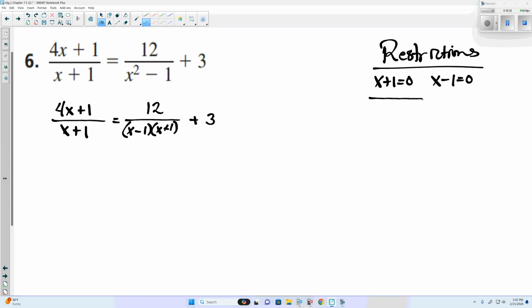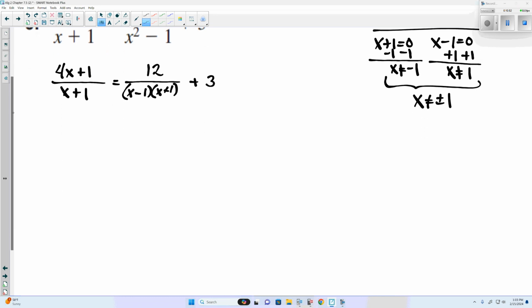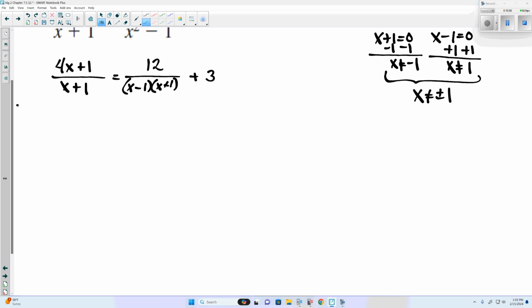Well, with our x plus 1, to see what would make it be 0, we subtract 1, saying x cannot be negative 1. With x minus 1, we would add 1, getting x equals 1, so x cannot equal 1. Now, if we wanted to, we could make this into one statement, saying x cannot equal plus or minus 1. So if we get positive or negative 1, we know it's one of our extraneous solutions and we can throw it out. It doesn't work.